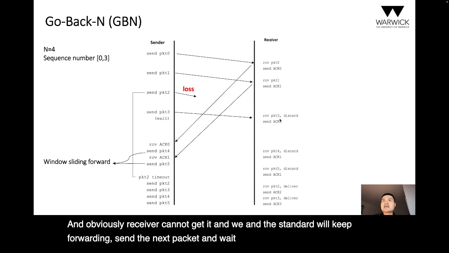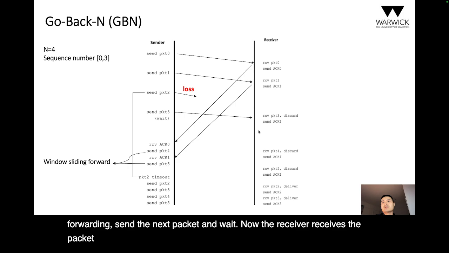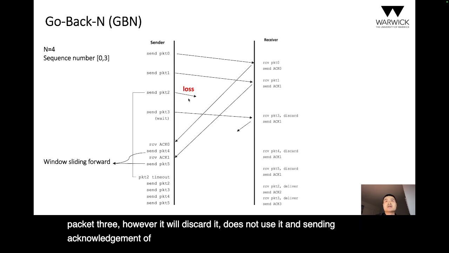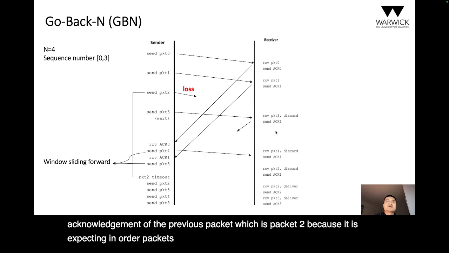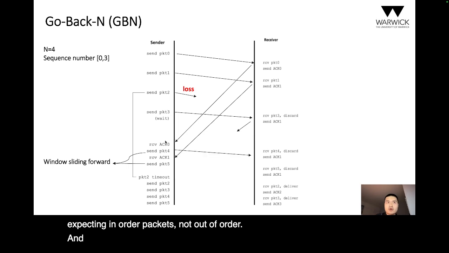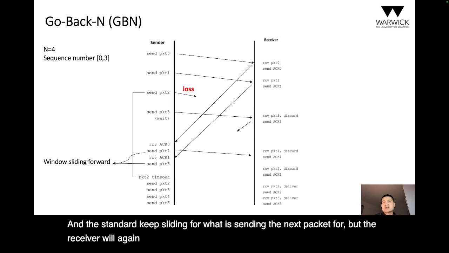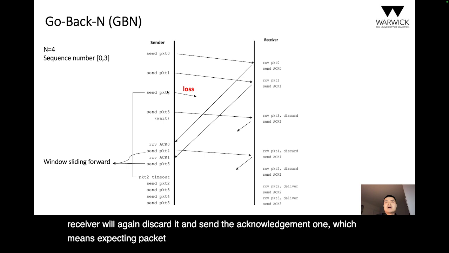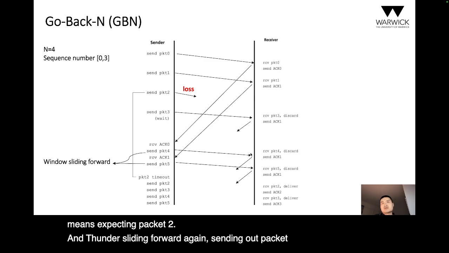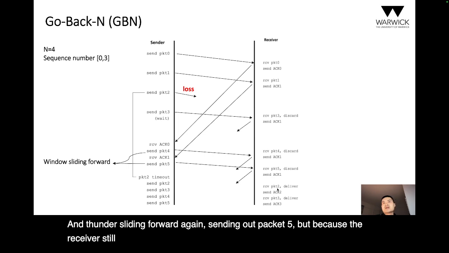Now the receiver receives packet 3, however it will discard it, it does not use it, and sends the acknowledgement of the previous packet, because it is expecting in-order packets, not out of order. The sender keeps sliding forward, sending the next packet 4, but the receiver will again discard it and send acknowledgement 1, which means it is expecting packet 2. The sender slides forward again, sending out packet 5, but because the receiver is still expecting packet 2, it will discard it and send ACK1.